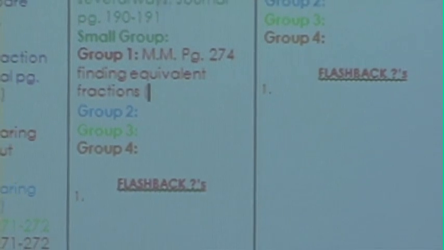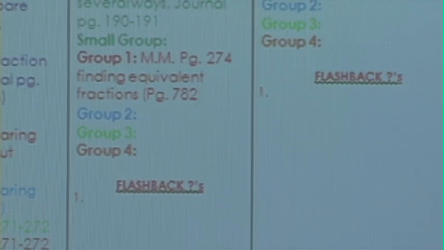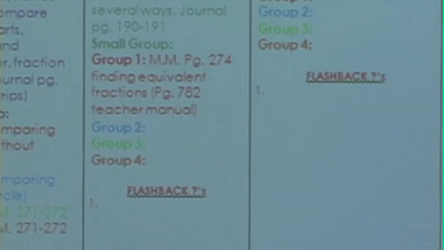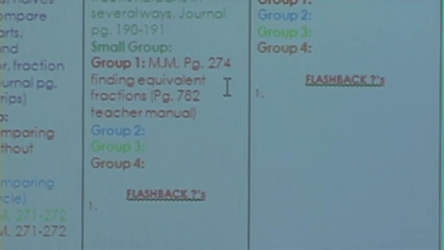And is this 9-9? No, it says 9-8. I'll put 9-8, page 782, teacher manual, just so that we have that as a visual, because we might get confused. Okay, that's group 1. I think that will take them a little while too. I think it will too. Okay, group 2.